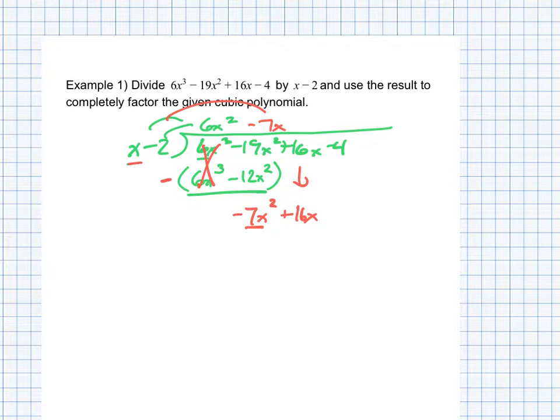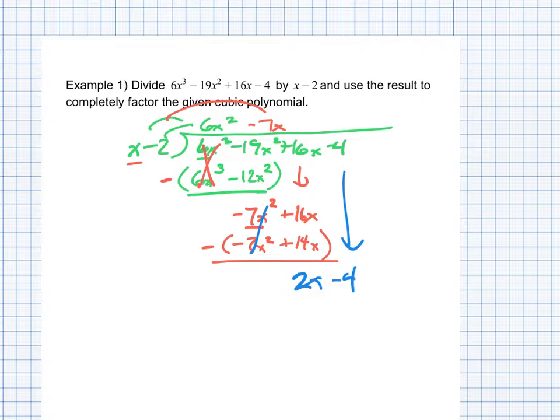And then I multiply: negative 7x squared plus 14x. Put it in parentheses and subtract. 16 minus 14 is 2x. The lead terms subtract off. Bring down the final term of minus 4.